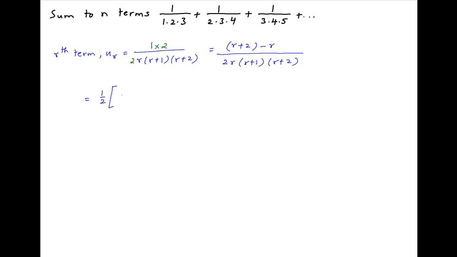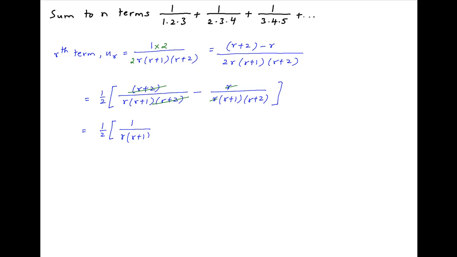Now this general term ur can be broken into two components. The first component is half of (r plus 2) divided by r times (r plus 1) times (r plus 2). And the second component is minus half of r divided by r times (r plus 1) times (r plus 2). In the first component, r plus 2 cancels, and in the second component, r cancels across the numerator and denominator, and therefore ur can be written as half of, in brackets, 1 upon r times (r plus 1) minus 1 upon (r plus 1) times (r plus 2).